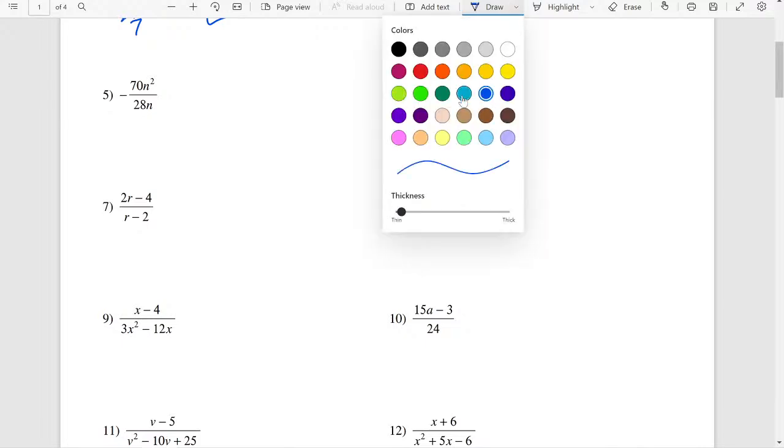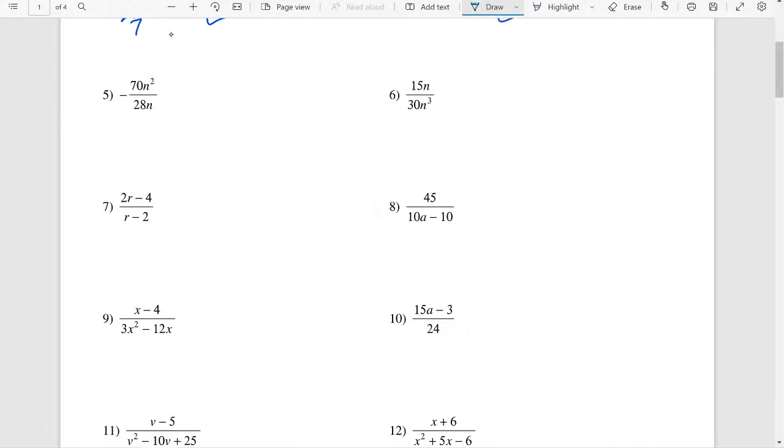Or, you know what, let's do this. Let's go to like a light blue instead. Okay, so now we divide by the largest thing we can. 70 divides by 7, 28 also divides by 7. That's not the largest thing they divide by, but you don't have to divide by the largest thing. Not right off the bat. Not if you don't think of it, and that's fine.